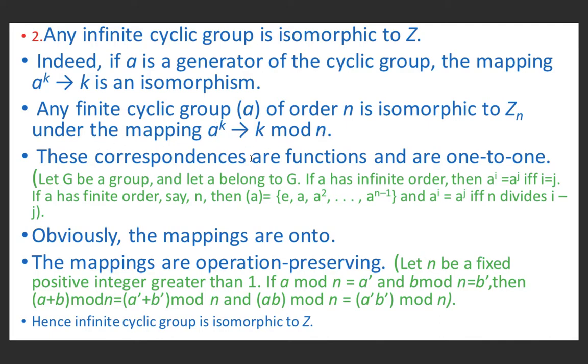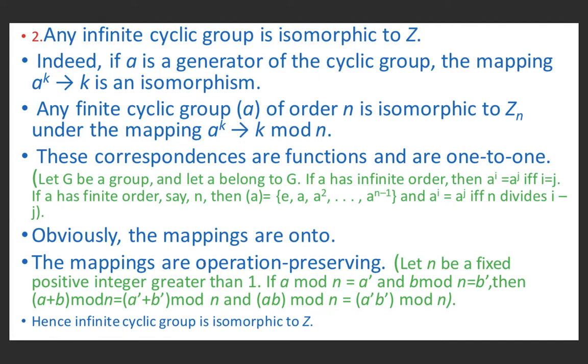These correspondences are functions and are one-to-one because we know that in a group, if a belongs to G and a has infinite order, then a^i is equal to a^j if and only if i equals j. If a has finite order, then the cyclic group is generated by a, a^2, up to a^(n-1), and in this case a^i equals a^j if and only if n divides i minus j. Obviously the mappings are onto.